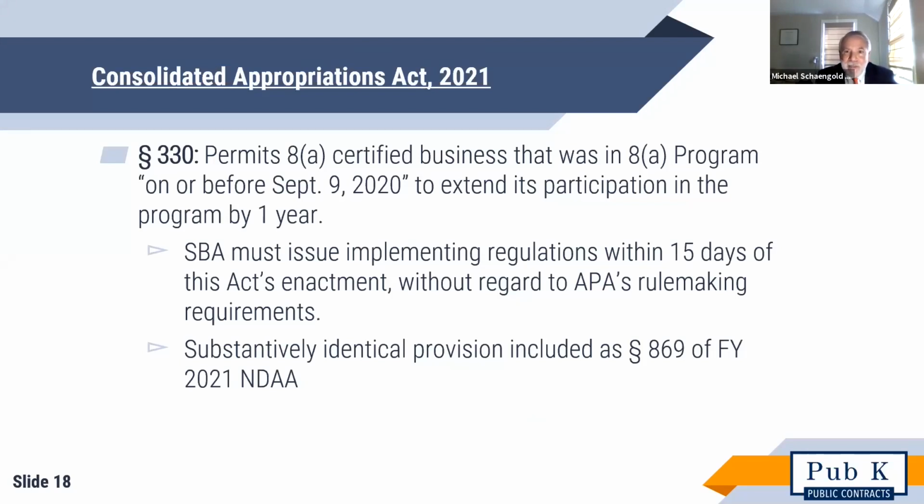On December 27, 2020, the President signed the Consolidated Appropriations Act 2021 into law. Section 330 permits any 8A certified business that was in the 8A program, quote, on or before September 9th, 2020, to extend its participation in the program by an additional year, that is up to 10 years. This extension, of course, responds to the difficulties experienced by many small businesses due to COVID-19.